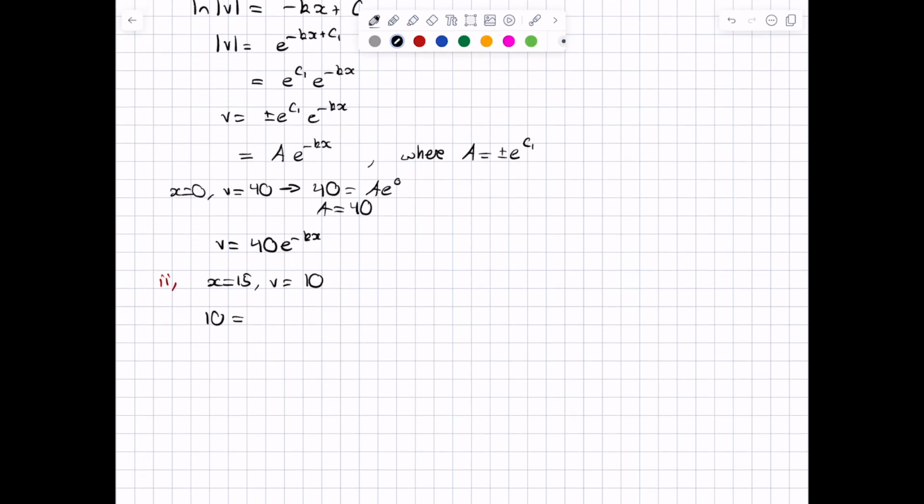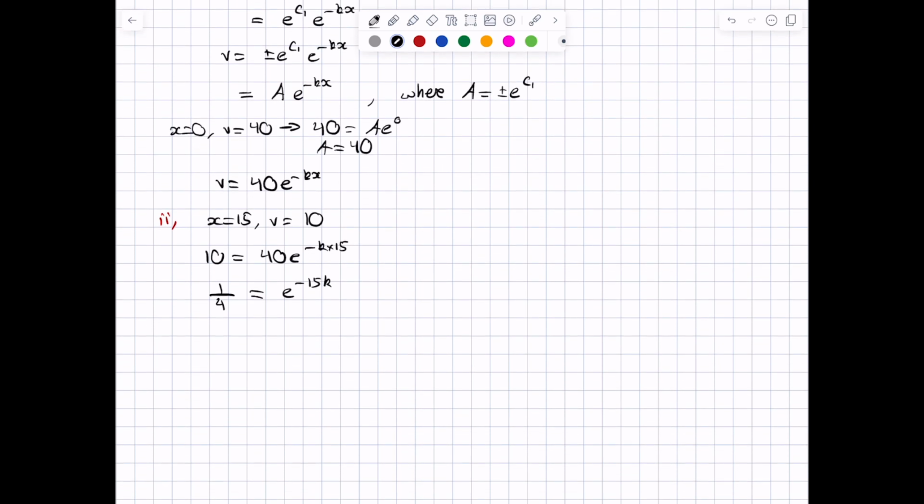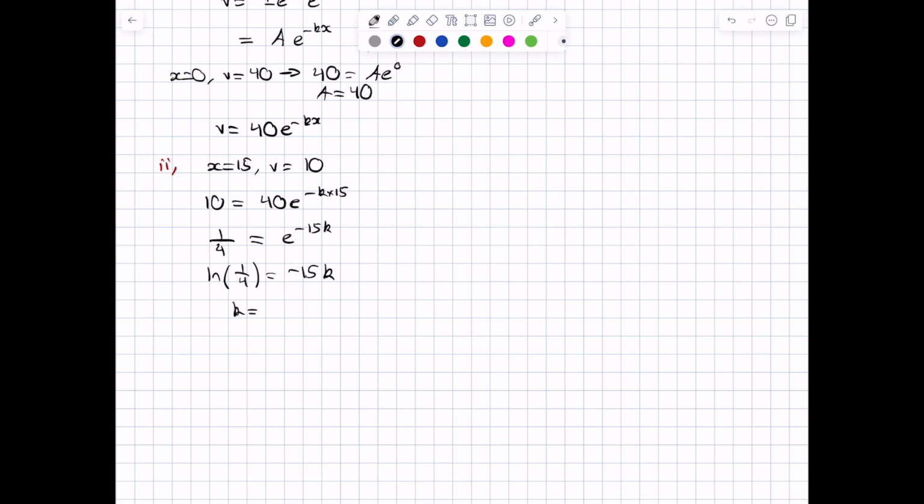So I'll sub that in to this equation that I just derived. So 10 equals 40e to the minus k times 15. This is a show question, so I'm not going to skip steps. Divide by 40 gives me a quarter. Then I'll take the log of both sides. Minus 15k. I'll divide by minus 15. And then that negative can be brought in as a power inside the logarithm, which reciprocates the fraction. That should be 1 over 15 ln of 4 as required. So that's part 2 done.